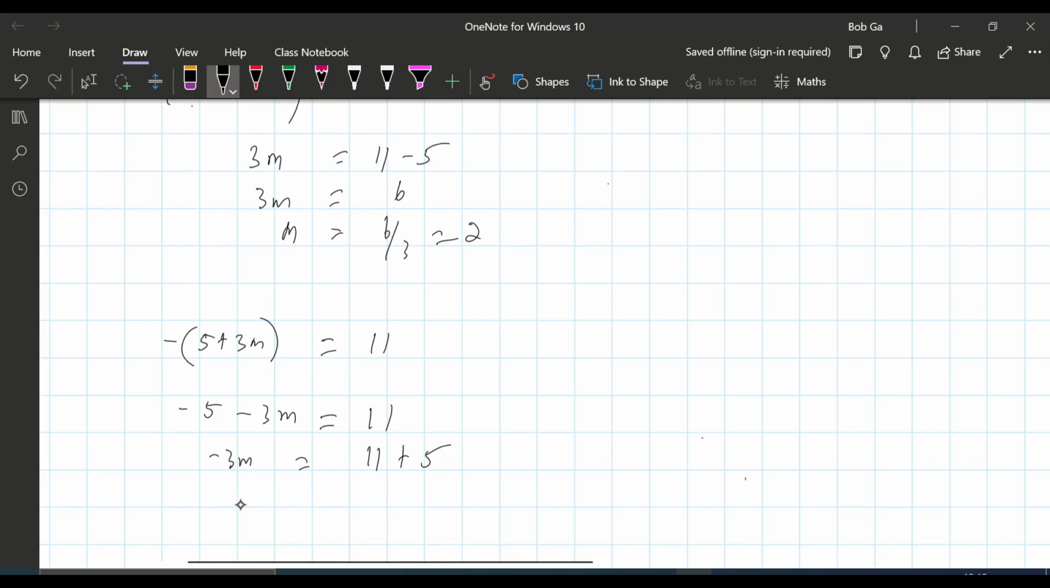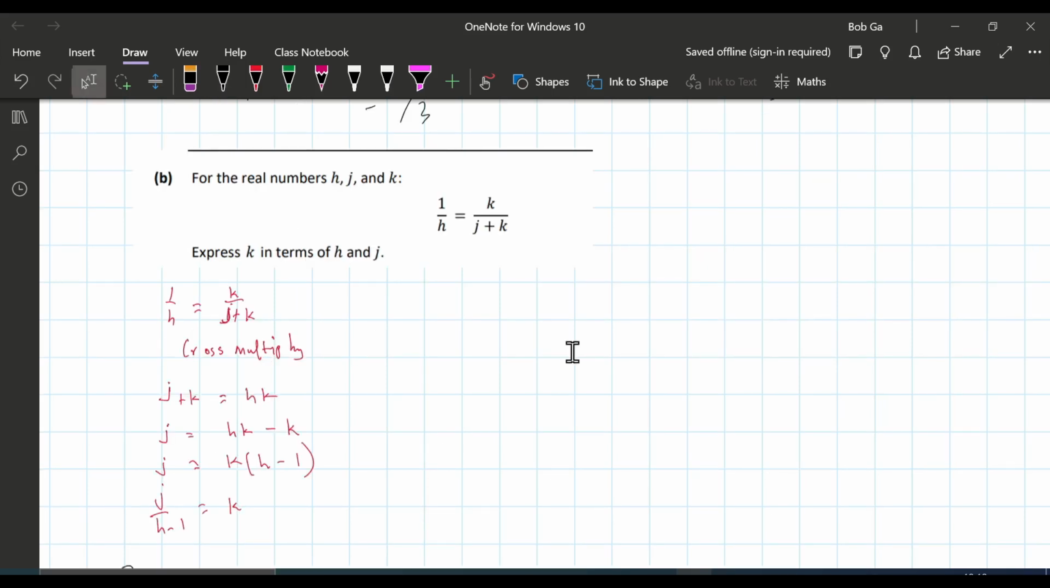If we divide now by negative 3, we have m is equal to 11 plus 5, which is 16, over negative 3. So this is our second value. The two values are m is equal to 2 and m is equal to negative 16 over 3.